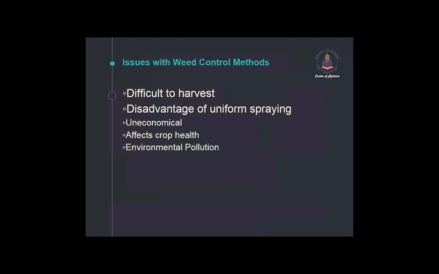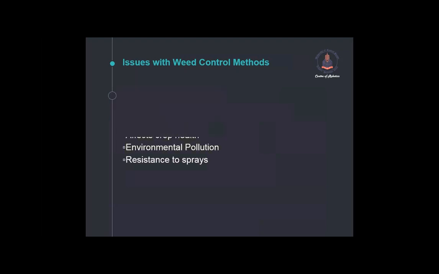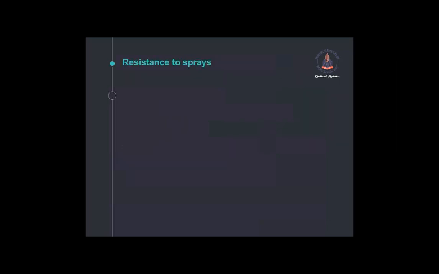And the fourth problem that we have seen is that weeds develop resistance to sprays. If a lot of sprays are used, the weeds develop resistance. This is similar to human disease as well. If we use a lot of medicine for a particular disease, the germs of those diseases develop some resistance to that medicine. So this is some statistics that I have acquired from the internet.